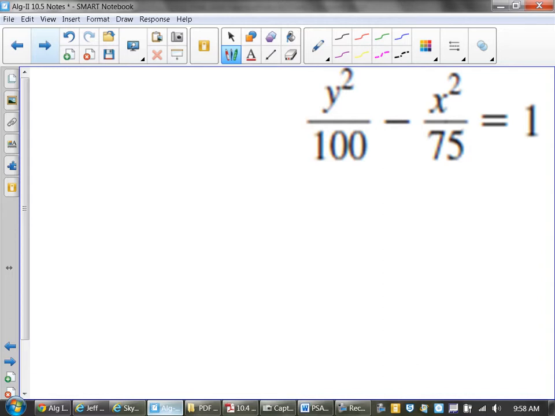So again, we just start by labeling. A squared is 100. That means a is plus or minus 10. B squared is 75. So b, was it plus or minus 5√3? Yeah. So c squared is going to be 175. So c, the square root of 175, would be 5√7.